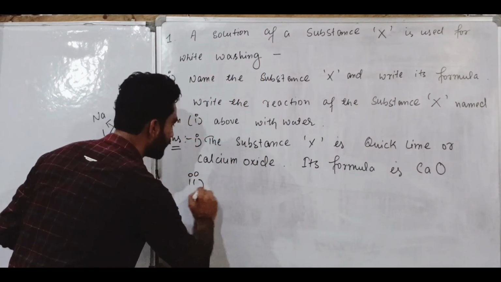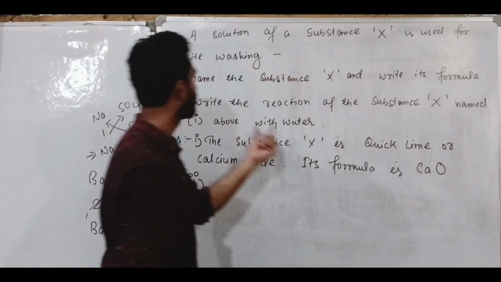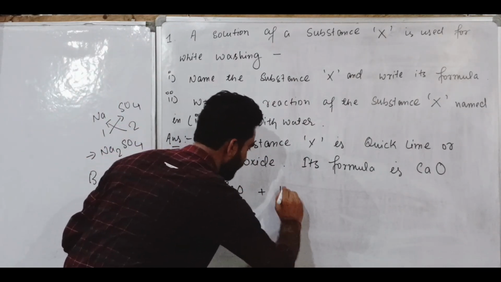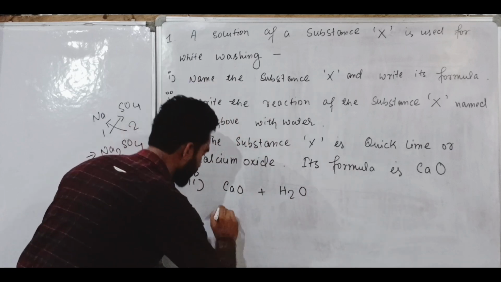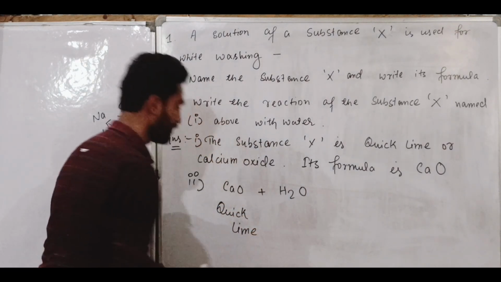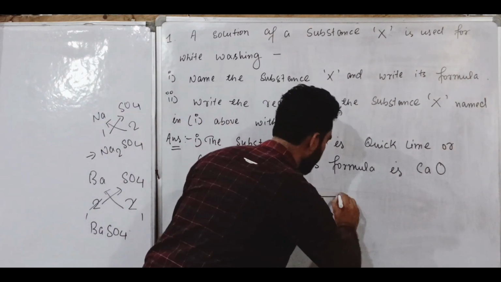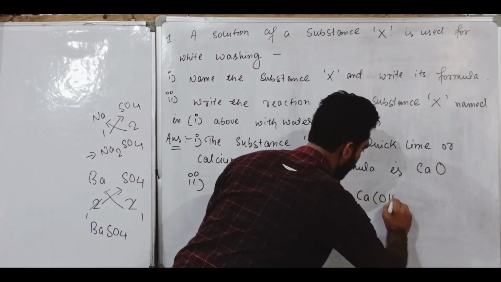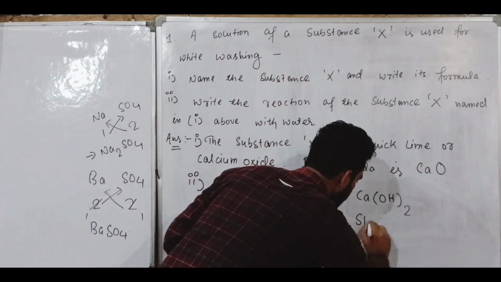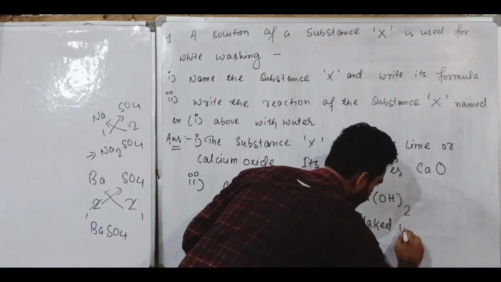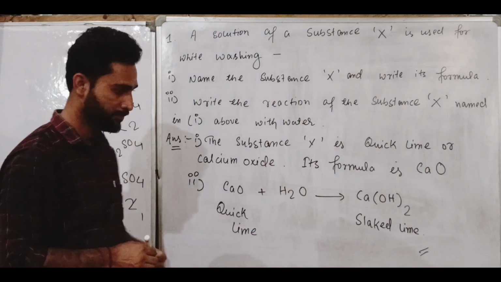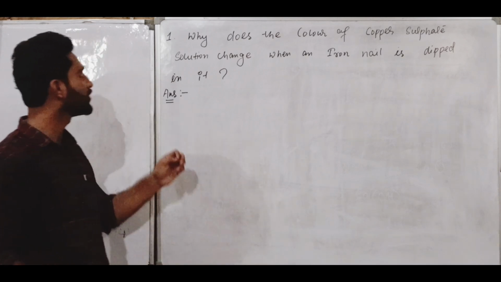Now, according to question number 2, if this calcium oxide reacts with the water, what will it form? So, calcium oxide, called quicklime, reacts with the water. It will form calcium hydroxide. And calcium hydroxide is called slaked lime. And this process is called slaking of lime. Okay, now let's see the next question.